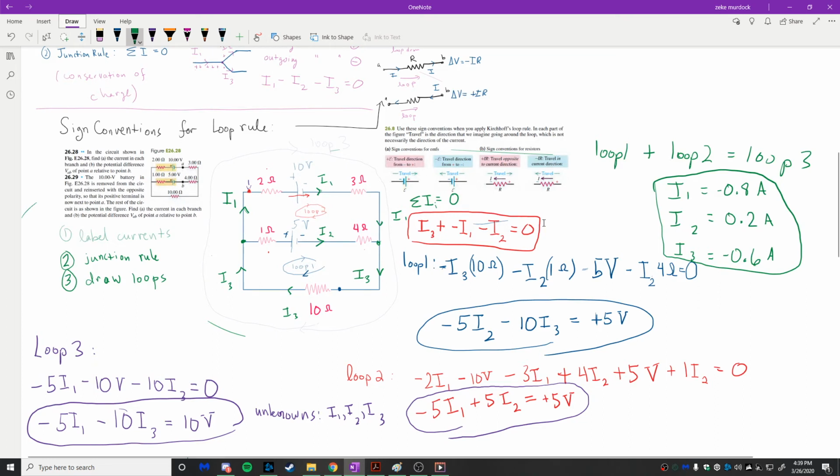I need to use the mouse for this. So if I stuck an ammeter into my circuit right here and I put it oriented in the right way, it would actually read negative 0.8 amps.